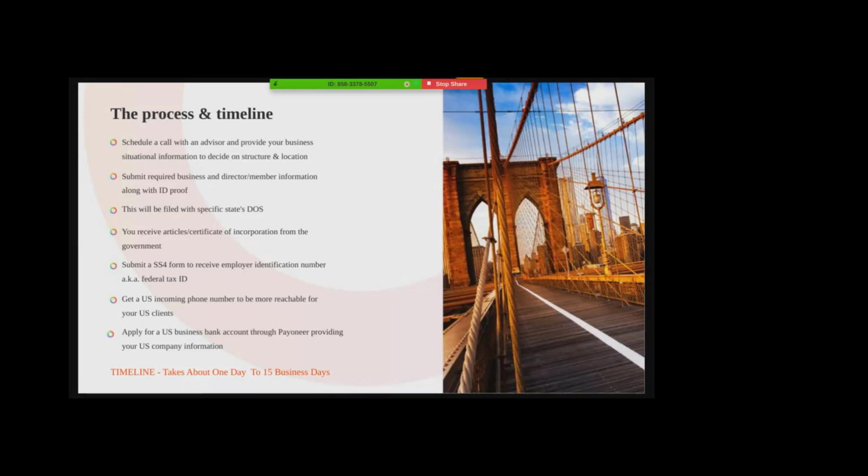And coming to the timeline, every state has its own timeline. It takes about 1 to 10-15 business days, based on how much they are queued up, to incorporate your company and receive your tax ID from the IRS.